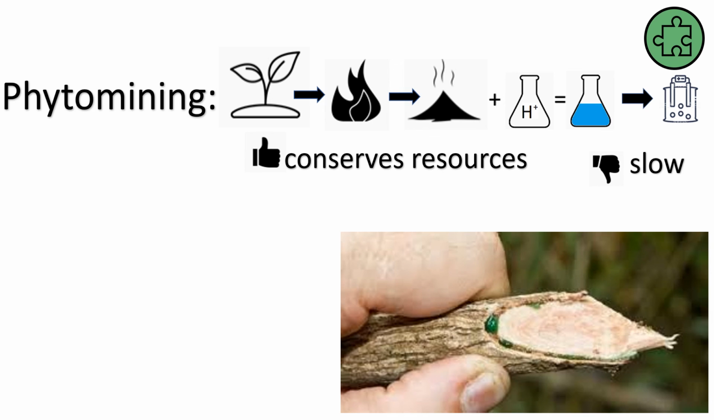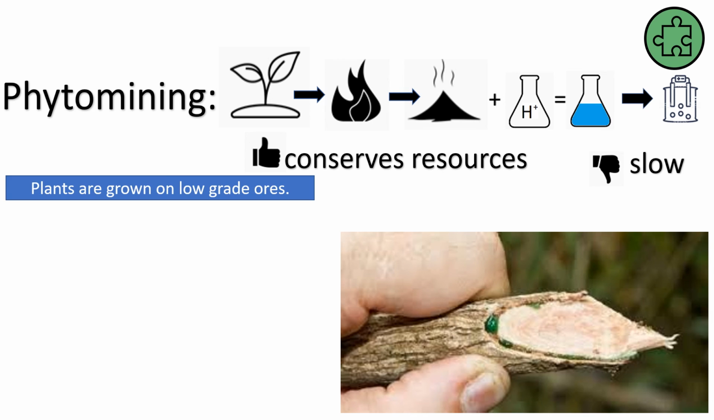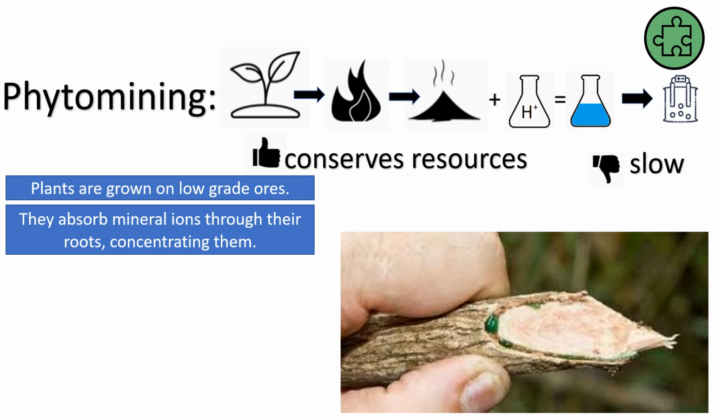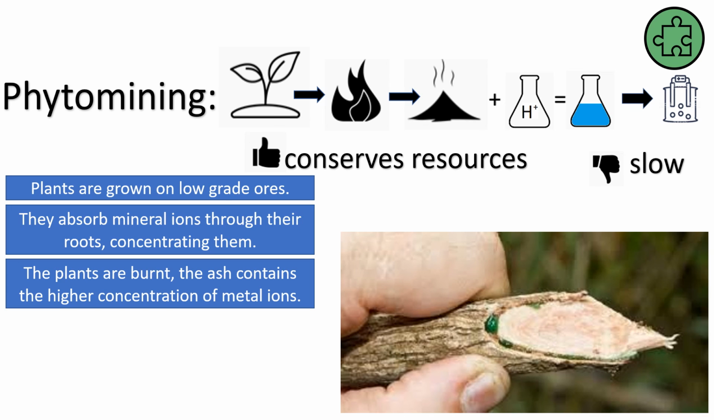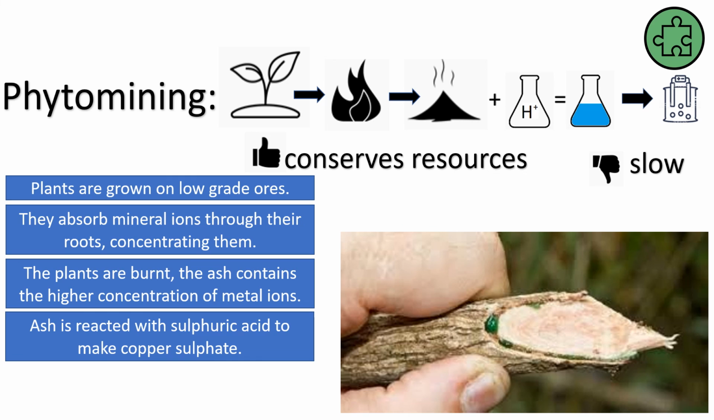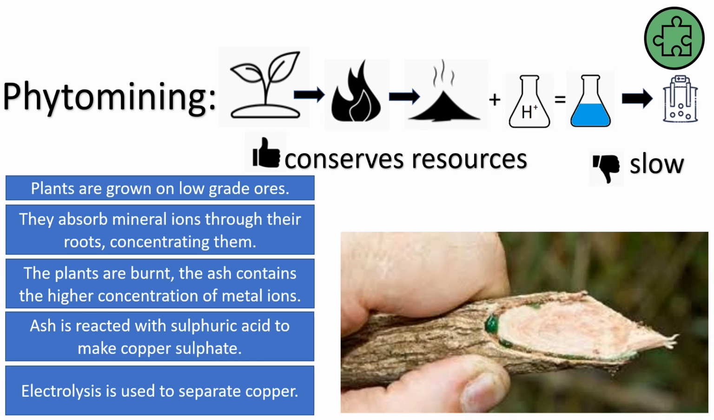Okay, so phytomining then, you are literally growing plants on the low-grade ores. They absorb mineral ions, those metal ions, through their roots, and they concentrate them within the plant itself. You then pull up the plants, you burn them, and then the ash that's left over has this high concentration of the metal ions. You react that with sulfuric acid to make copper sulfate, and then you use electrolysis to separate the copper from the copper sulfate. Advantage, of course, is that we're getting more copper, but it is a very slow process.